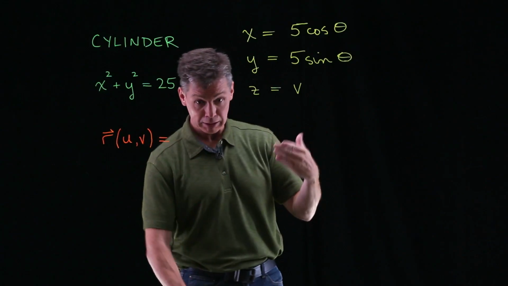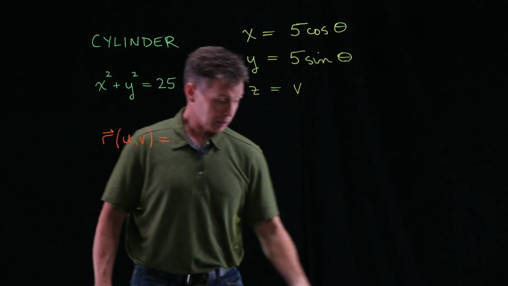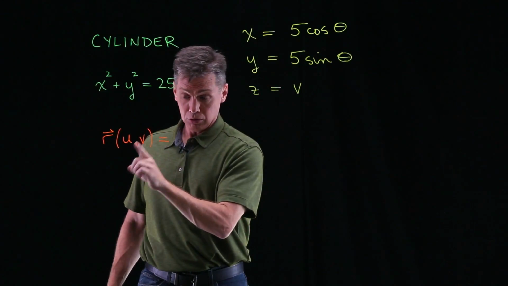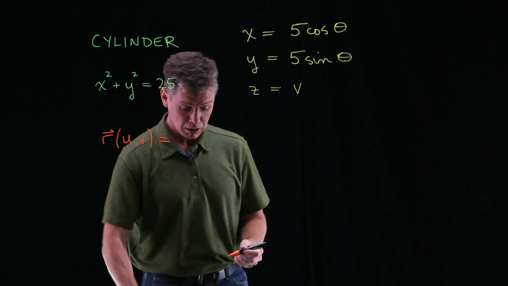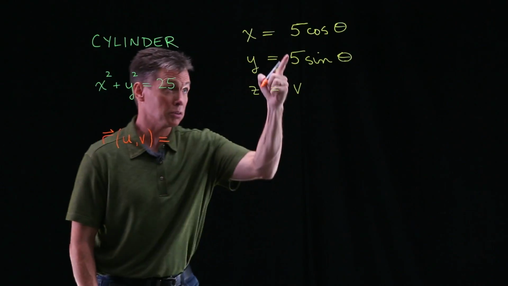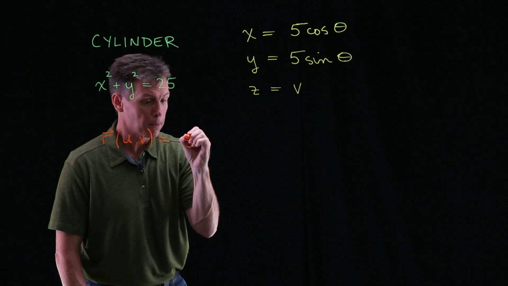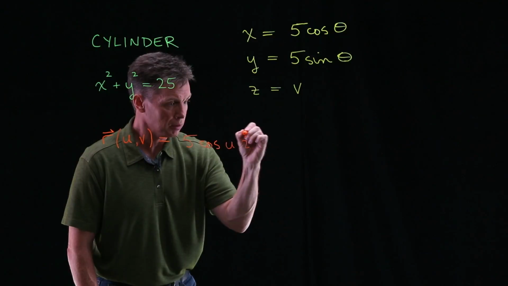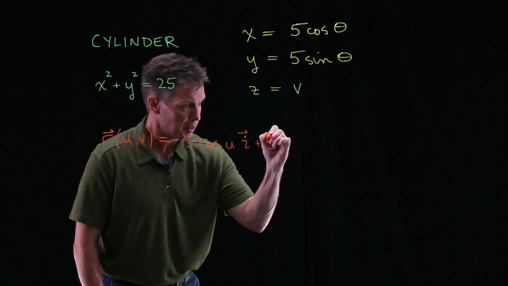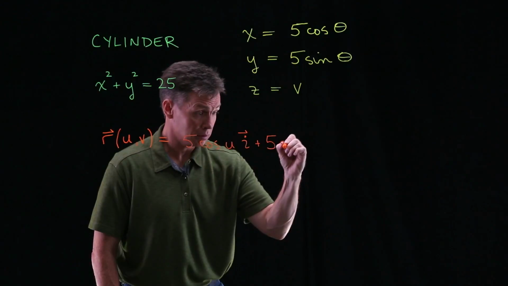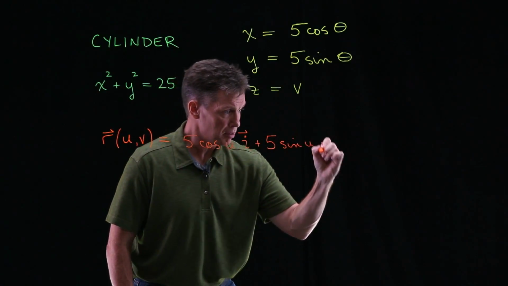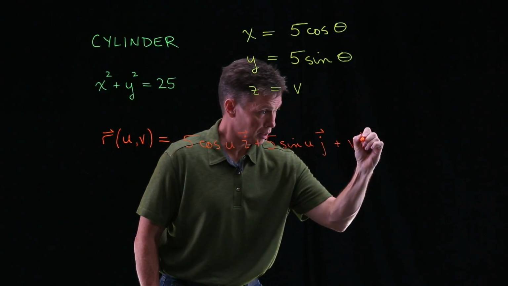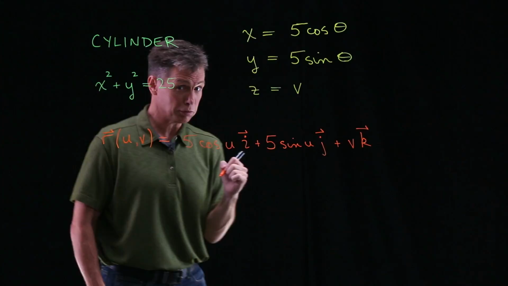And all I'm going to do to get my final answer, I'm ready already, so my final answer, I'll just put theta in as u, and then my v I already have ready to go, so my vector-valued function is going to be 5 cosine of u times the i vector plus 5 sine of u times the j vector, and then plus v times the k vector. And that's it for this one.